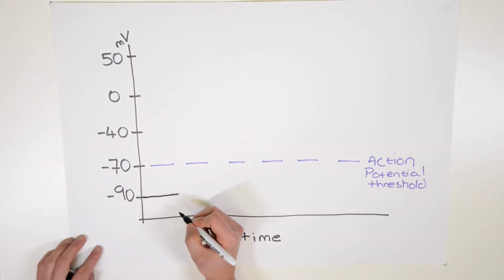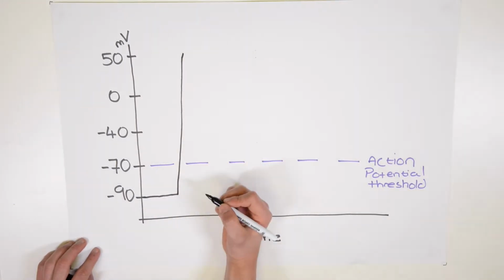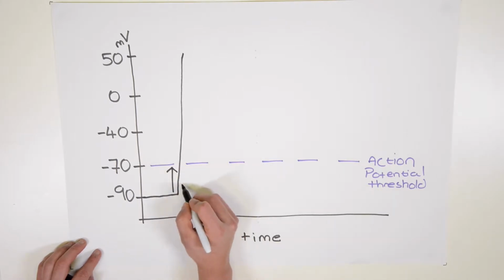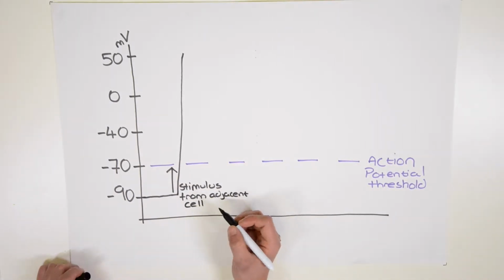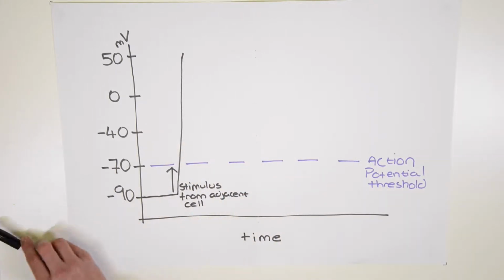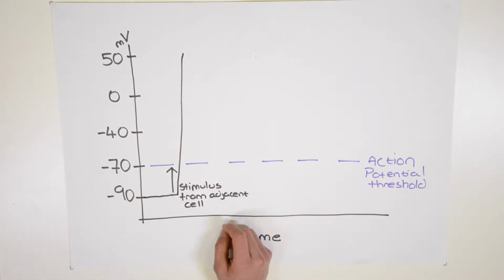A cell must then receive an electrical stimulus from an adjacent cell, which is sufficient to increase its membrane potential above the action potential threshold of -70 millivolts. If the action potential threshold isn't met, the cell membrane returns to rest and no action potential is elicited. This describes the all-or-nothing principle of action potentials.